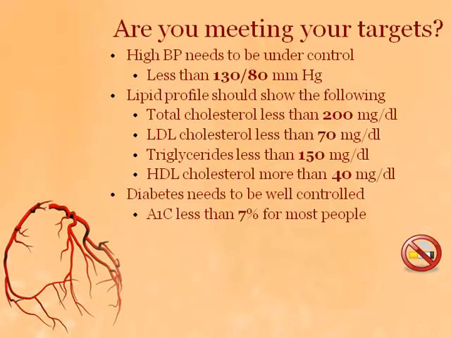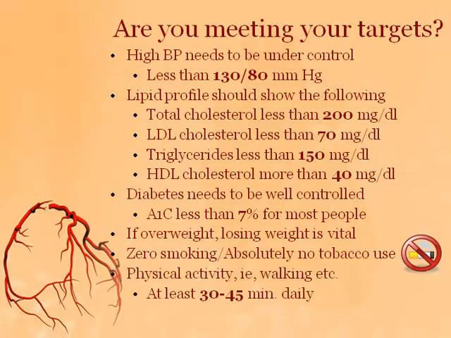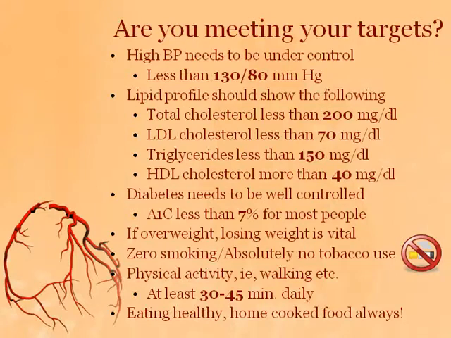If you have diabetes, it needs to be under good control. That means your hemoglobin A1C will need to be less than 7%, and this is applicable for most people. Now if you are overweight, certainly losing weight is vital. You should not smoke. If you've been a smoker before, absolutely now is the time to quit. And no tobacco use of any kind, please. And physical activity is so very important that I'm going to have to say it one more time. For at least 30 to 45 minutes daily. And of course, if you're doing much more than that, that's even better.